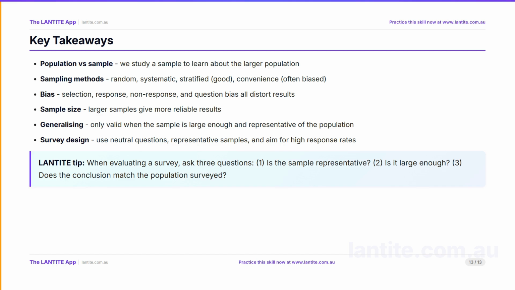On the LANTITE, always ask, is the sample representative, is it large enough, and does the conclusion match who was actually surveyed? Good luck!